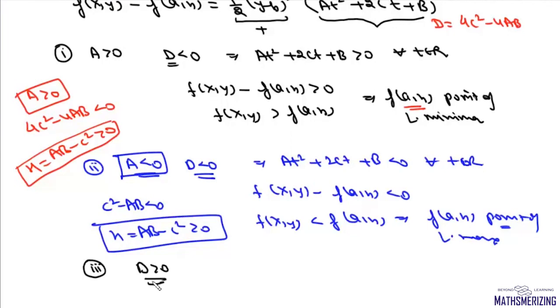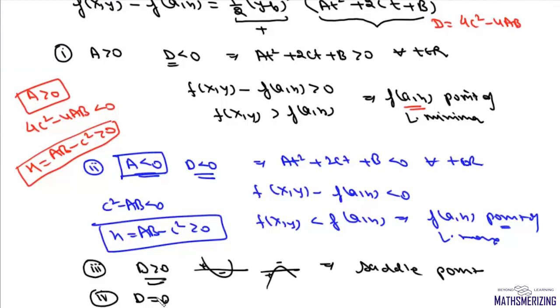Now if d is greater than 0, then this quadratic expression, whether opening upwards or downwards, somewhere it will have a positive value and somewhere it will have a negative value. So in that case, this point will have a value which is greater than the value at some points, and it will have a value which is less than the value at some other points. Then in that case, it will simply be a saddle point. And if d is equal to 0, then again the test fails. So that is the logic behind the second derivative test for multivariable functions.